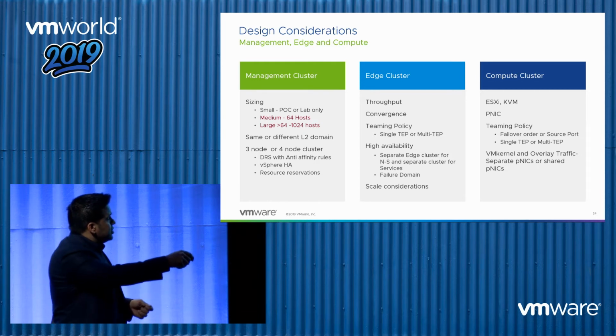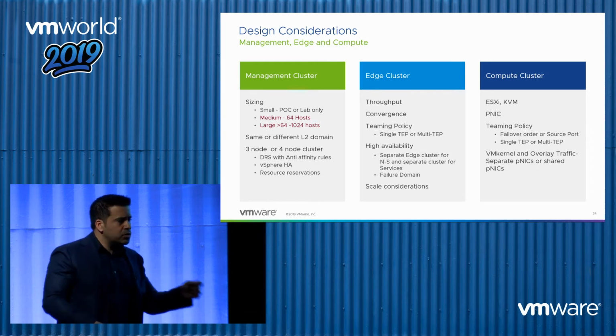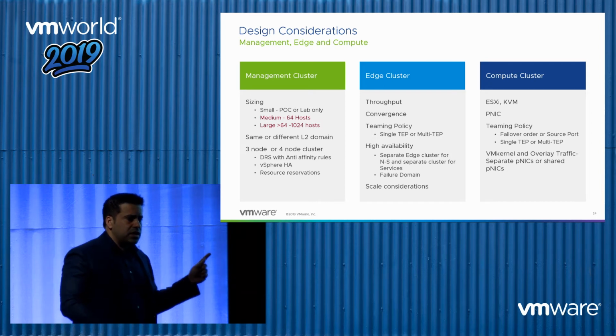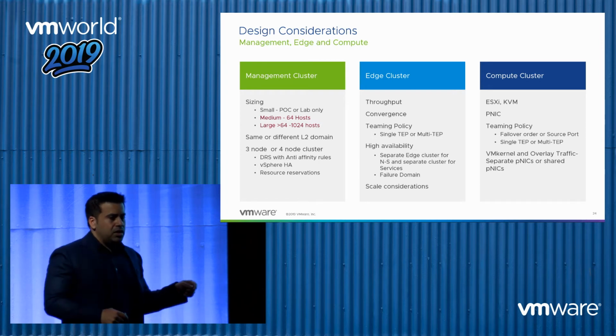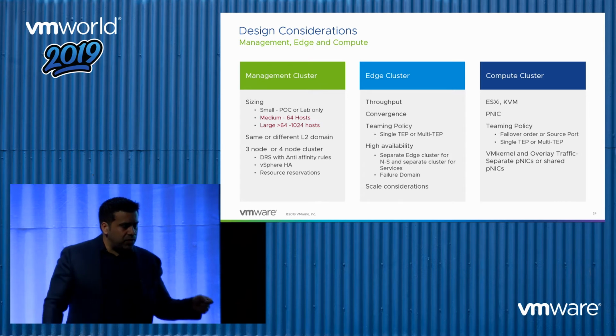For edges, what should you consider? Throughput, primary design consideration. This is the factor that will help you choose between VM versus bare metal edge form factor. Convergence, really, really important. Bare metal edge versus VM form factor edge.